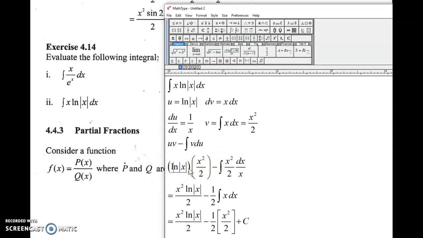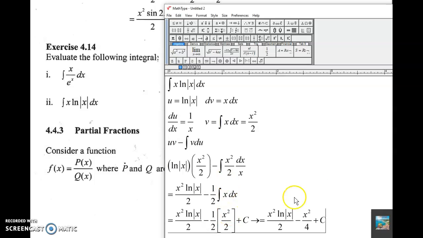So ln x times x squared over 2, and integrate x squared over 2 dx over x. So we just multiply this and we just integrate this, right? Just don't forget that. Okay, now we have a constant, pull it out, cancel out the x, which will leave us with this, and integrate it, and there you have it, the final answer.